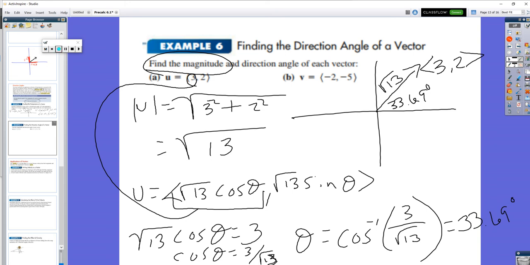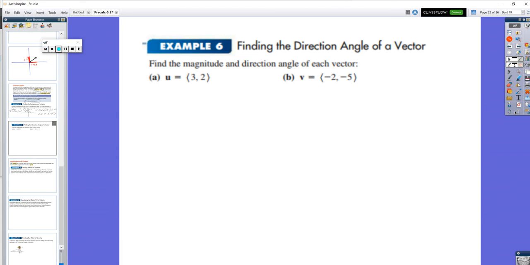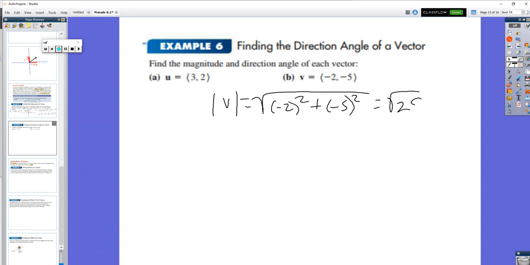All right, well, I challenge you to pause the video and try part B on your own, then obviously pick the video back up when you want to see how you did. So we want to go ahead and find the magnitude first and foremost. The magnitude of V is going to be negative 2 squared plus negative 5 squared, all underneath that square root. So we get 25 plus 4, so root 29.